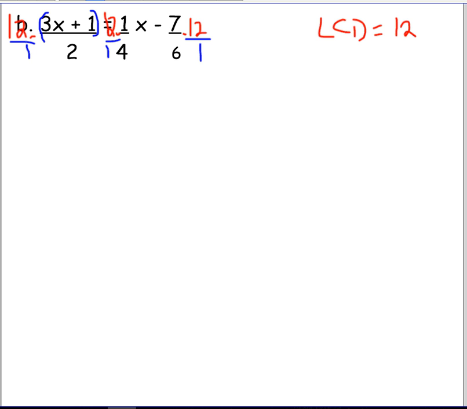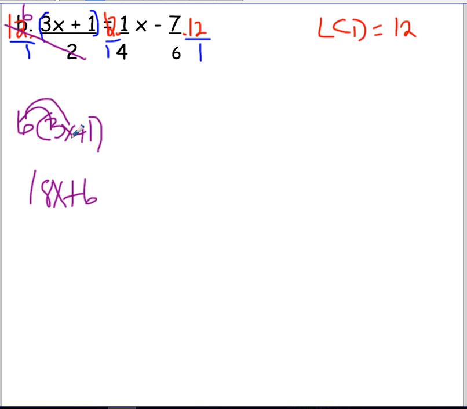So when I'm going to start simplifying, 2 can go into 12 6 times. Then it's not just 6 times 3x. It's 6 times that whole numerator, which was 3x plus 1. So that parentheses reminded me that I have to take that 6 to both of those pieces, or get 18x plus 6 when I distribute. So that'll be on my left-hand side.